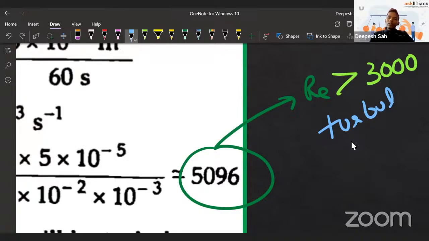This is very, very important: how to understand turbulent flow or laminar flow. You can use the concept of Reynolds number. That's the best way out.